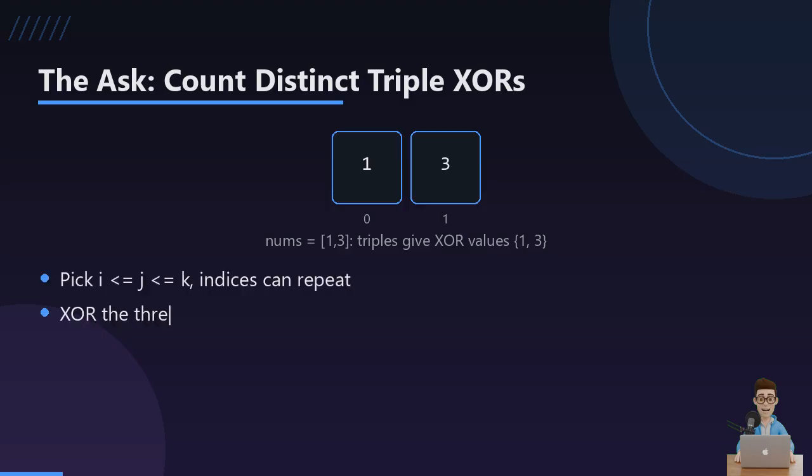Let's slow down and understand the actual problem. We're going to pick 3 positions in our list of numbers, and we are allowed to pick the same position more than once. Then we combine the 3 numbers we picked using something called XOR. Don't worry, we'll explain exactly what that does in a moment. Our job is just to count. Out of every possible way to pick 3 numbers, how many different results can we get?